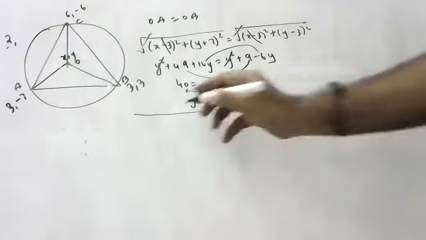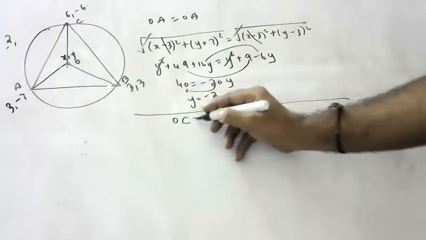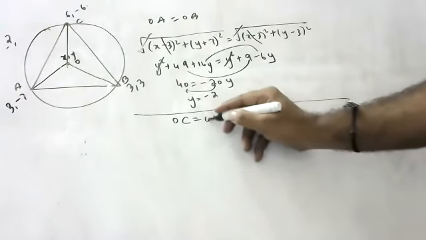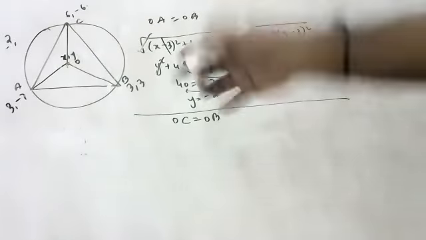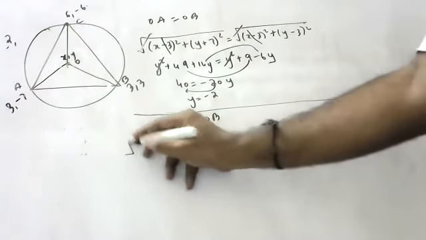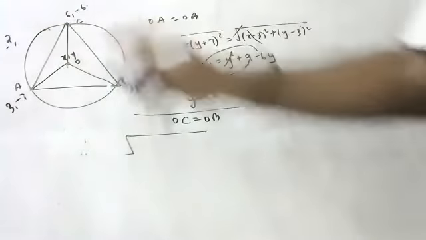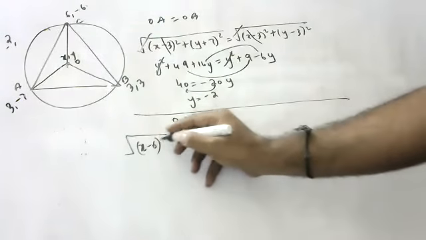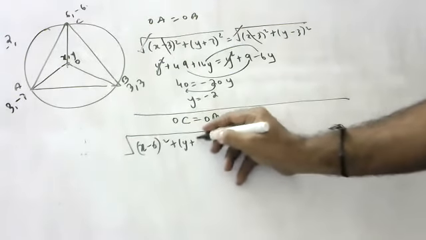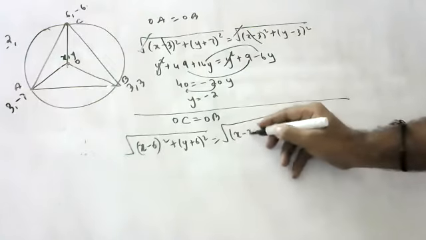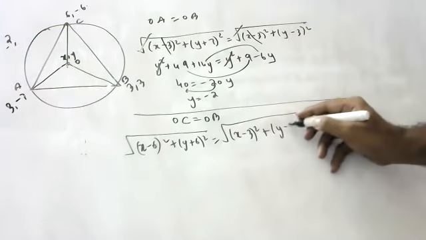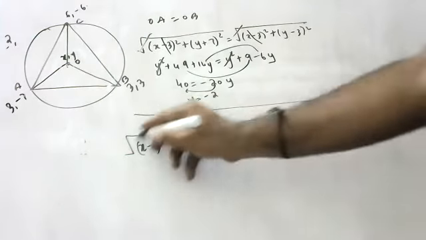Which one you want? OC is equal to OB. OC is compulsory. OA and OB your wish because OA OB already worked. So OC is how much? Under root of (x minus 6) whole square plus (y plus 6) whole square is equal to under root of (x minus 3) whole square plus (y minus 3) whole square.